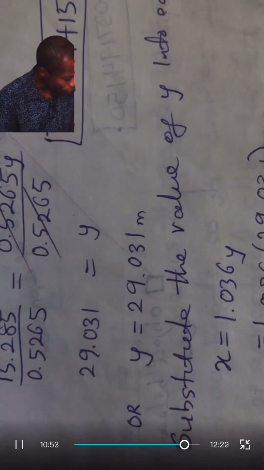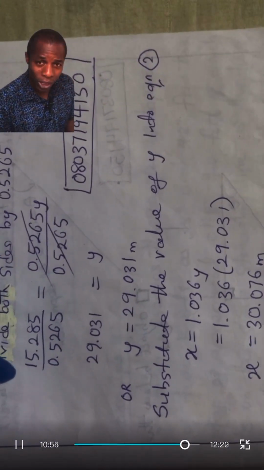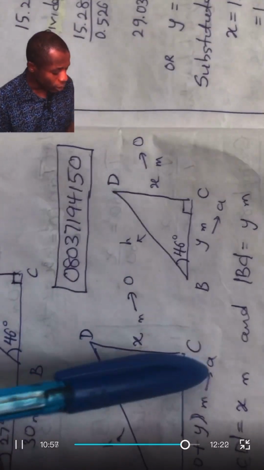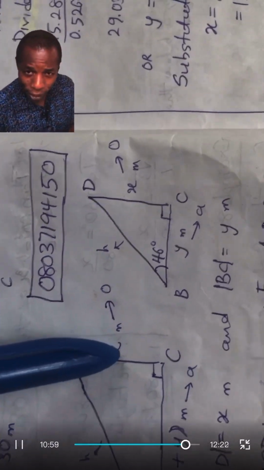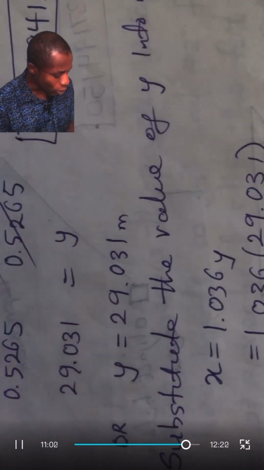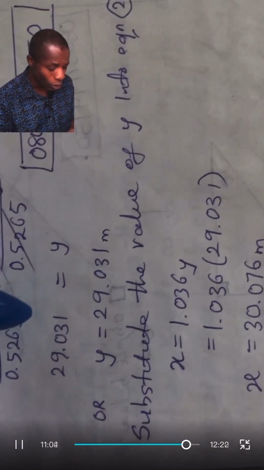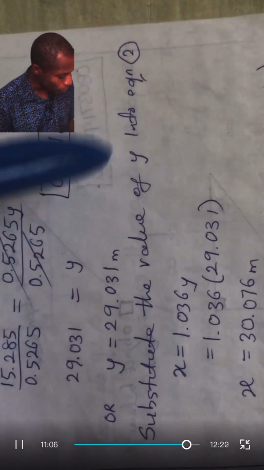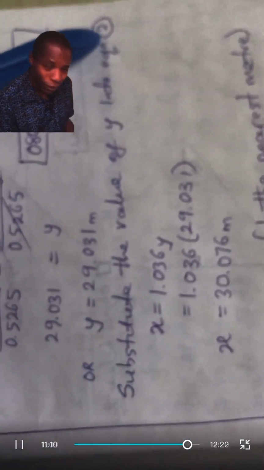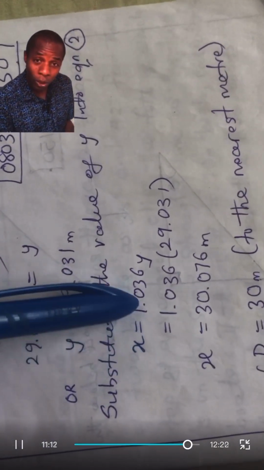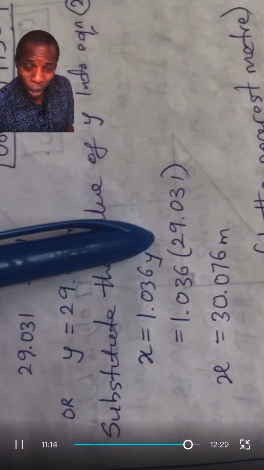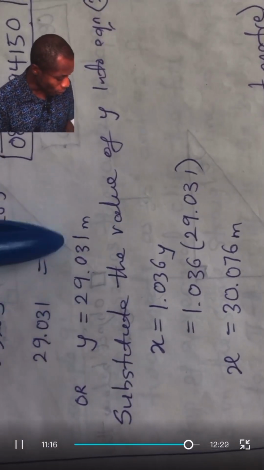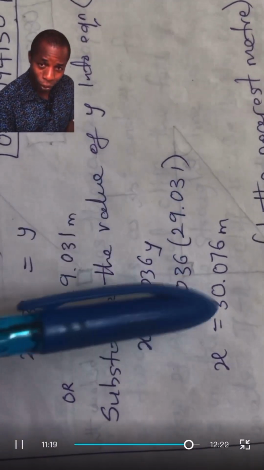But what you are looking for is the height of the tower, which is CD. So in that case, you don't need to approximate this y. Leave it like this in decimal number. Then you use this y to get the value of x. You can use equation 1 or equation 2, but the best one to use is equation 2, because in equation 2, what you just have is x is equal to 1.036y. So just replace the value of y with what you have here. When that is done, you have this answer for x.